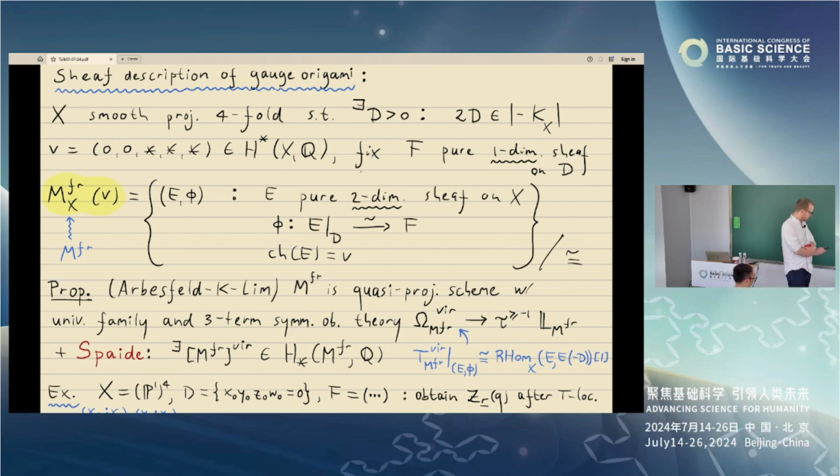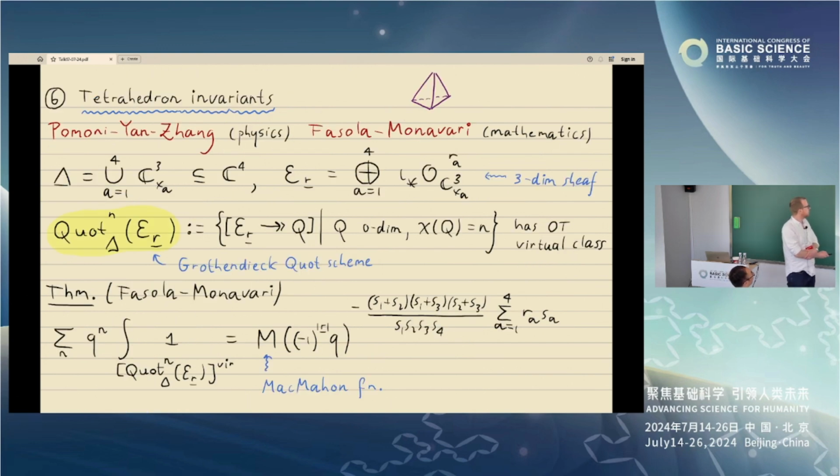Although, again, it would be very nice to actually relate this moduli space globally to the moduli space of representations of the ADHM quiver. So maybe a final slide. You can also look at 3-folds inside of a 4-fold. In physics, these are called tetrahedron invariants, by Yan and Zheng, and they were studied in mathematics by Cao-Monavari. So you take the union of the 4 coordinate 3-planes in C4, and again you take a sheaf on this singular 3-fold, but now you take a 3-dimensional sheaf.